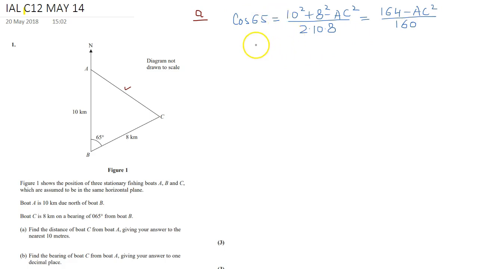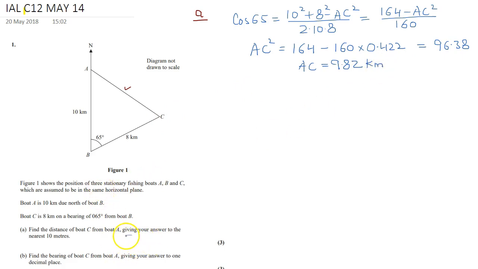So AC square is equal to 164 minus 160 cos 65, that is 0.422. So that will be equal to 96.38. So AC is root 96.38, that will be 9.82 kilometers. Giving your answer to nearest 10 meter, so convert it into meter. So AC will be 9820 meters. So that is the answer.